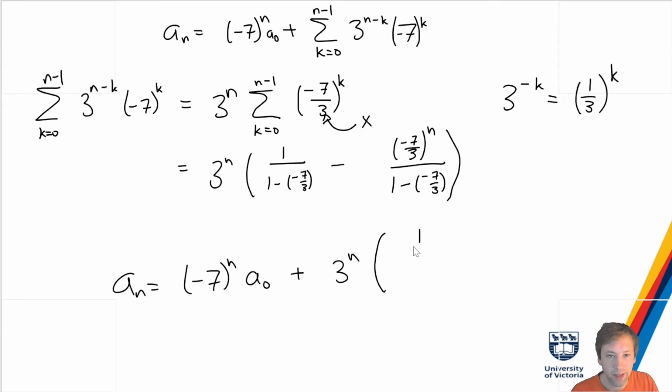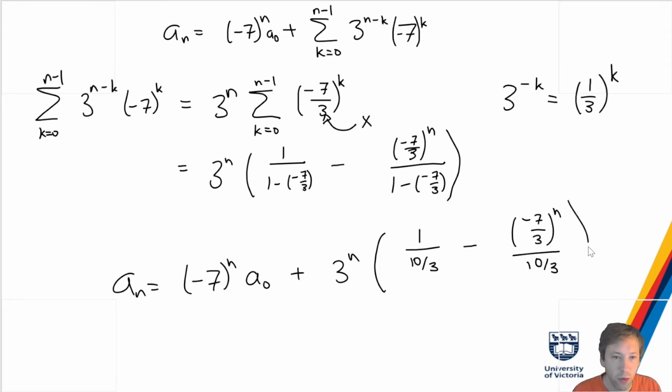Let's tidy this up a slight bit. So 1 over 10 over 3 minus negative 7 over 3 to the n over 10 over 3. Okay, of course we could simplify this further, but anyway, this is our general solution. Feel free to clean it up and do some algebra, but this is the basic idea.